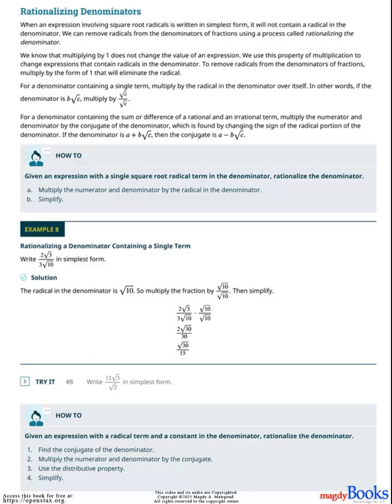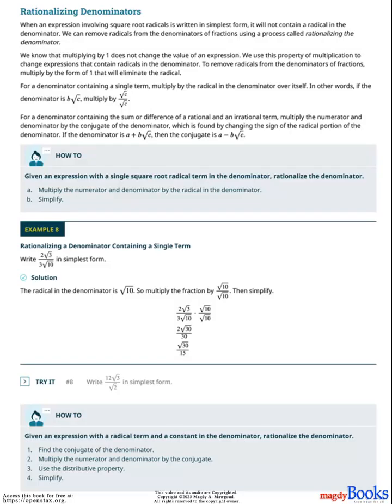Solution. The radical in the denominator is square root of 10. So multiply the fraction by square root of 10 over square root of 10. Then simplify. 2 square root of 3 over 3 square root of 10 times square root of 10 over square root of 10 equals 2 square root of 30 over 30 equals square root of 30 over 15. Try it number 8. Write 12 square root of 3 over square root of 2 in simplest form.